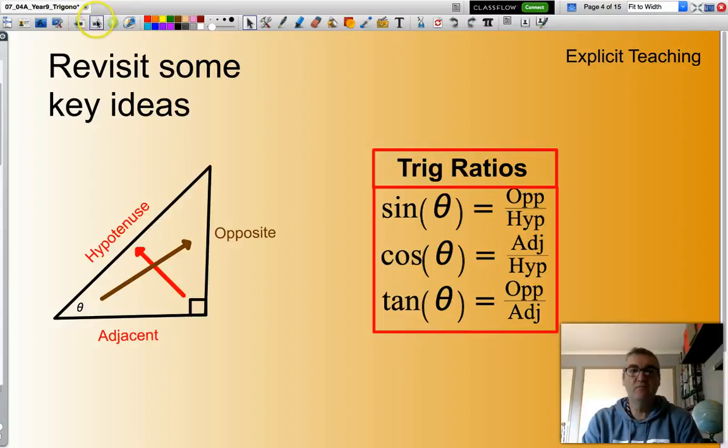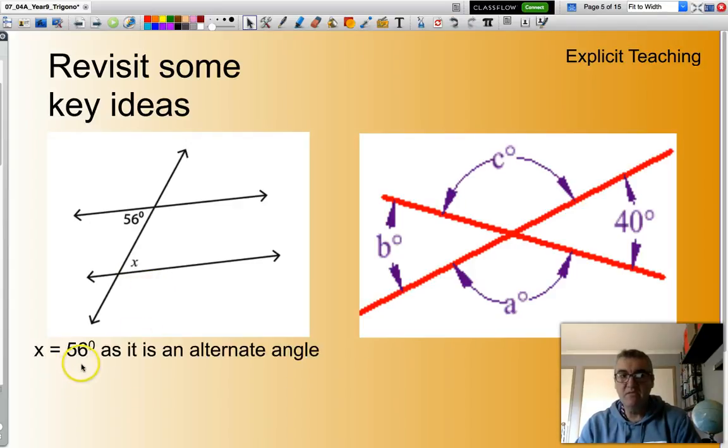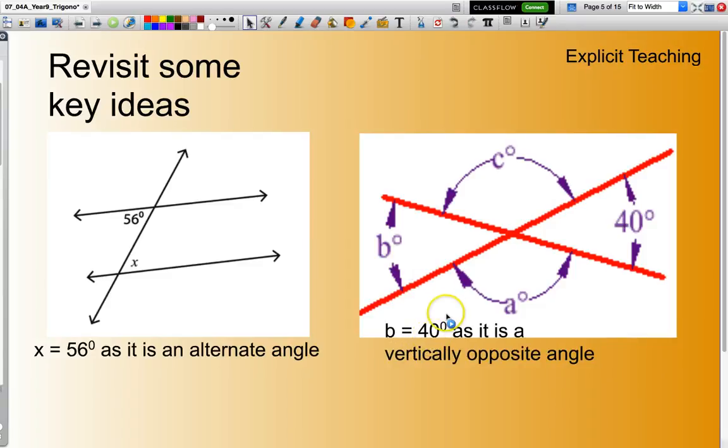And also a little bit of geometry. Should be comfortable with naming angle x, or calculating what x is. X is 56 degrees because it's an alternate angle. And angle B is 40 degrees as it is vertically opposite this angle over here.